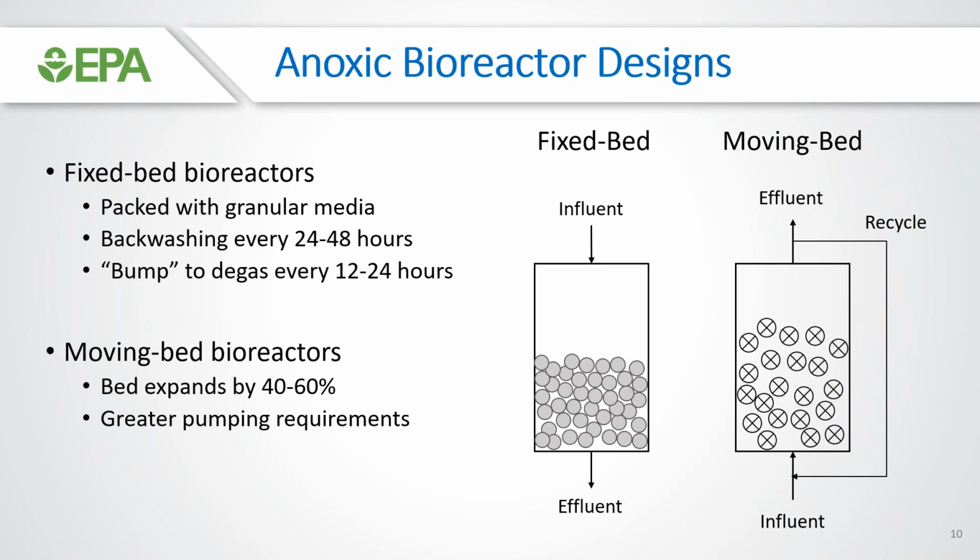Another possible design is a moving bed bioreactor, in which case the influent comes in at the bottom and is pumped up through a bed, and the effluent comes out the top. And there's a recycle stream from the effluent end back to the influent to get the contact time that we need. And in this, the bed would expand by like 40 to 60%. Again, you could have GAC or sand as the media in there. And this configuration doesn't require any backwashing because it's constantly fluidized. But there is a greater pumping requirement associated with it.